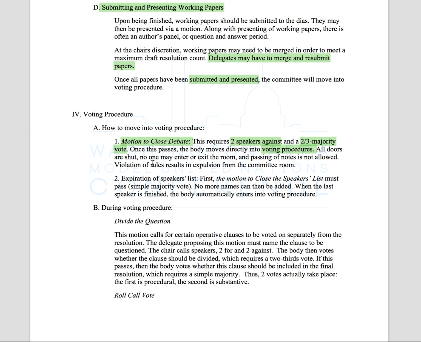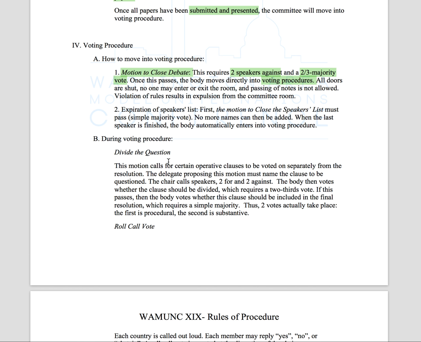Doors are shut. People cannot enter or exit the room. You cannot pass notes, etc. Normally passing of notes is allowed, but you can't do this during voting procedure. Then there's an expiration of the speakers list. So you have to pass the motion to close the speakers list, so no more names can be added.